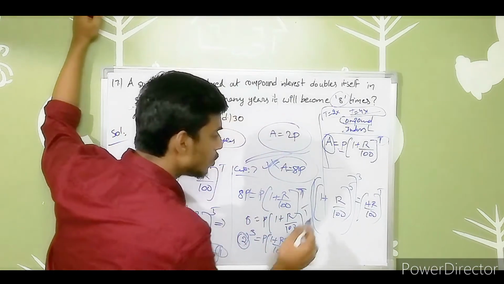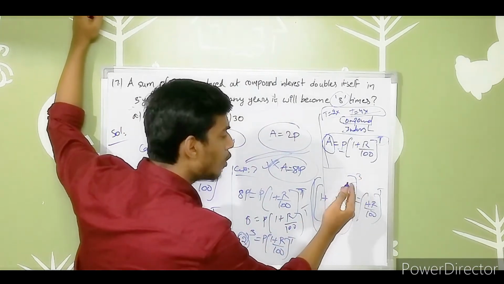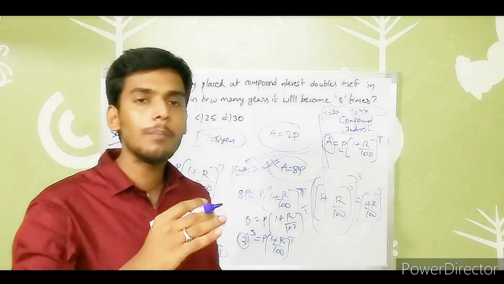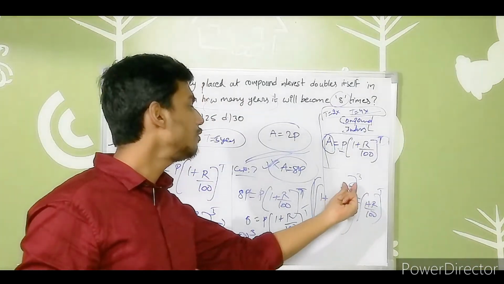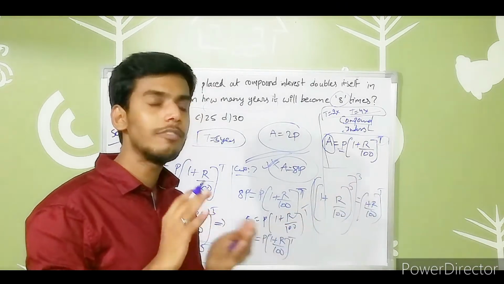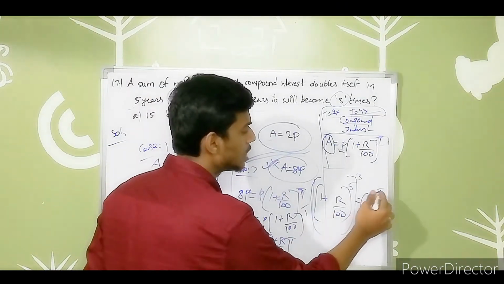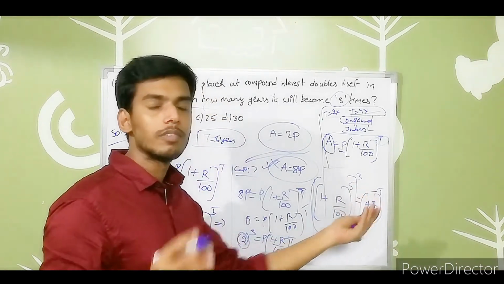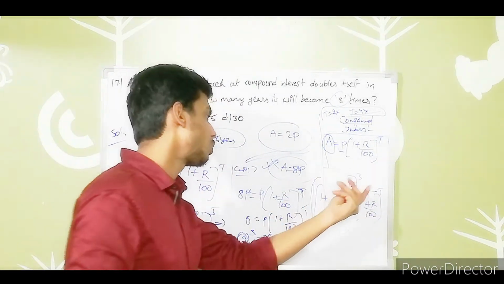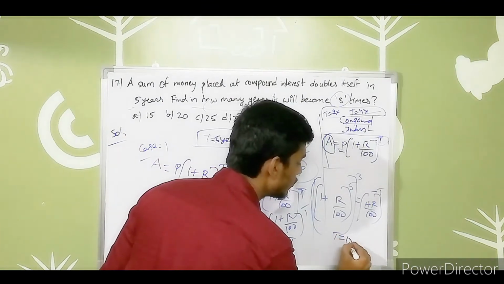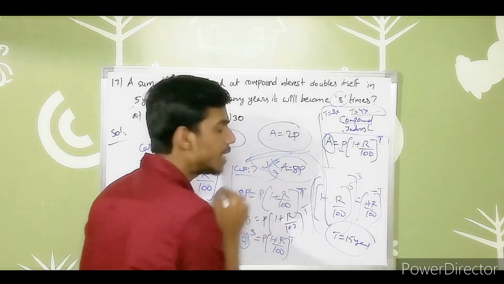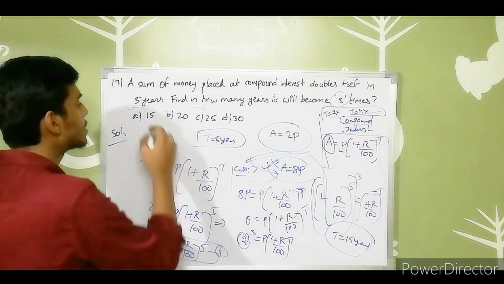So it becomes (1 plus R by 100) power 5 into 3. It looks like a power m whole power n, which we write as a power mn. That means (1 plus R by 100) power 15, since 5 into 3 is 15. Comparing both sides, the bases are equal, so the powers are also equal. So T equals 15 years. For 15 years, the amount will become 8 times the principal. So the option is A.